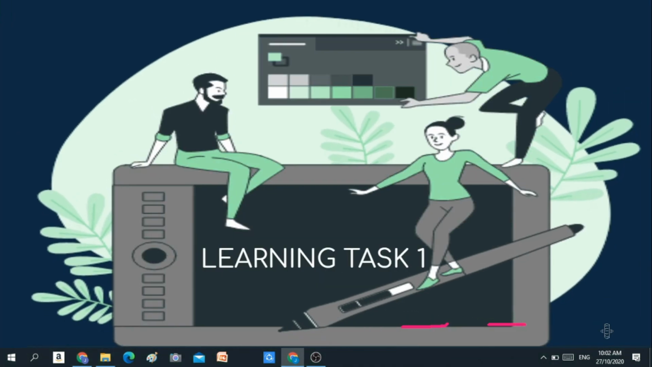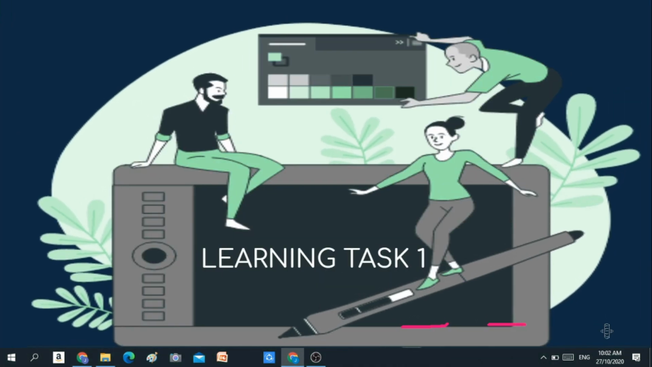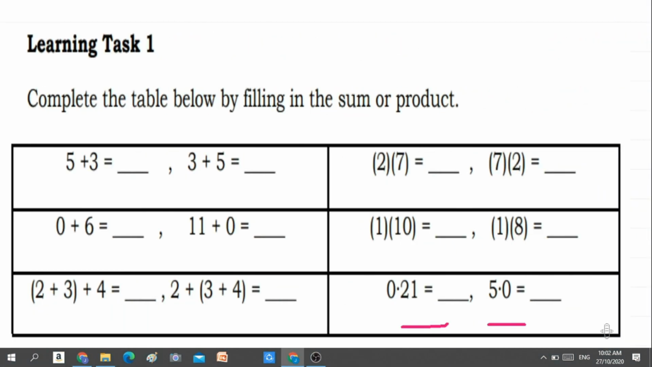Ngayon naman, proceed tayo dun sa ating Module 4. At meron tayong learning task number 1, which is to complete this table. Complete the table below by filling in the sum or the product. So, dito sa ating topic for week 4, focus tayo doon sa sum and product. Meaning to say addition and multiplication.